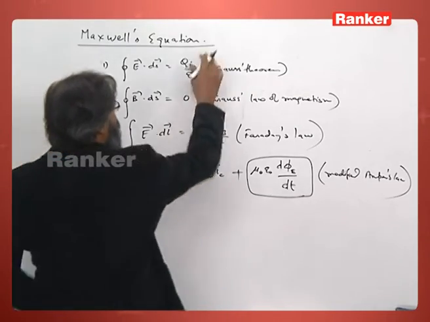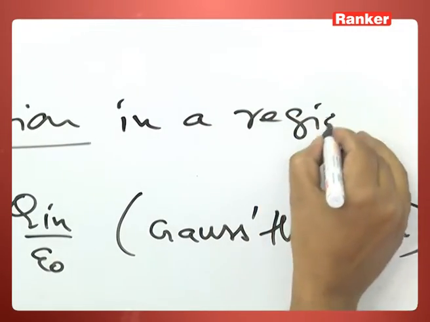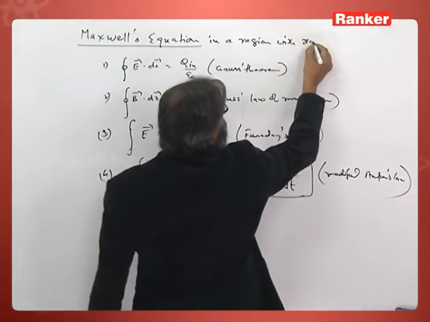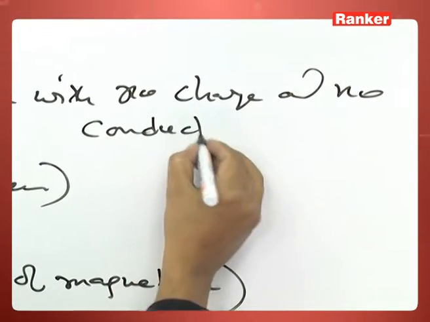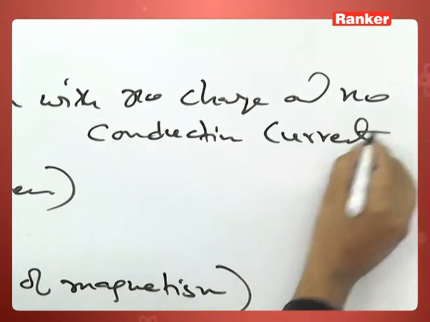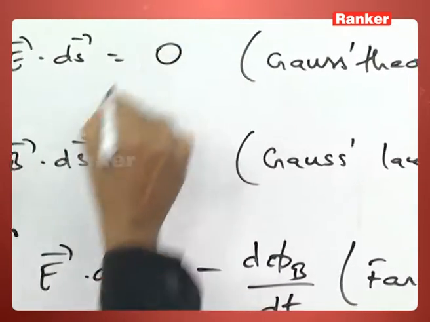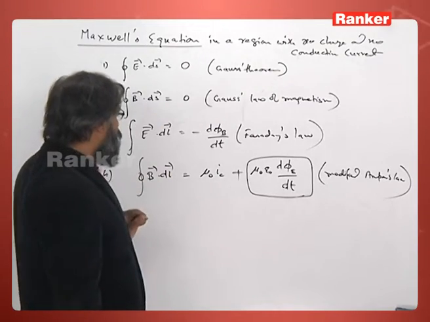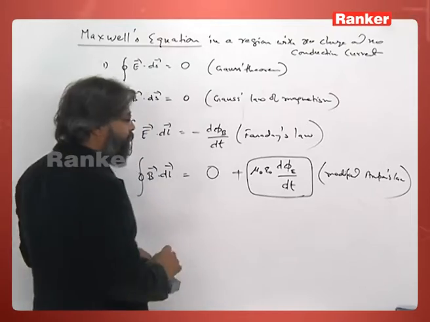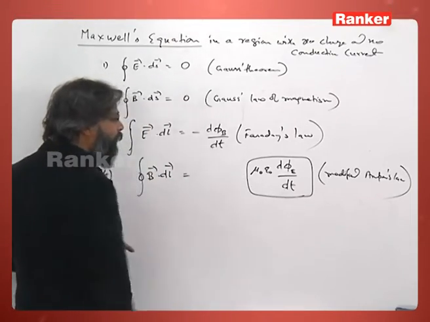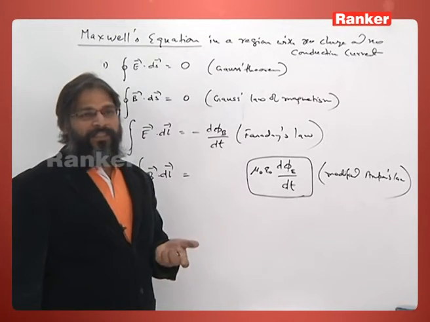Now, Maxwell's equation in a region with no charge and no conduction current. Suppose there is no charge, then this will become 0. B dot dS is 0, this is this, and when there is no conduction current, this term is not there. That means only this term is there. There are 4 sets of equations in the region where there is no net charge and net current.